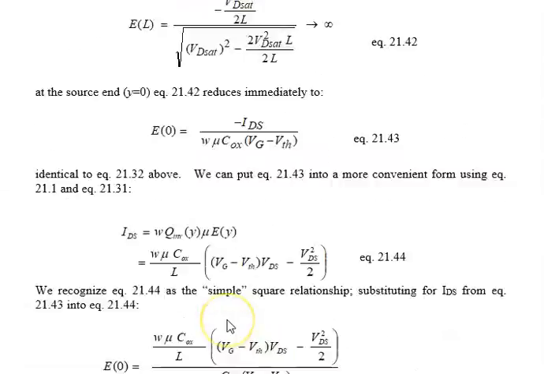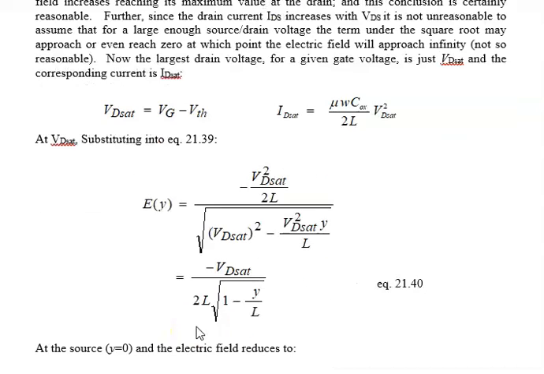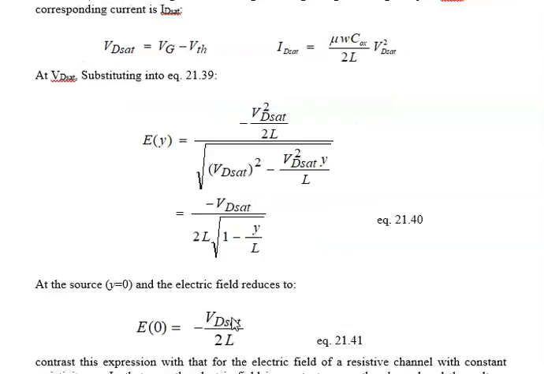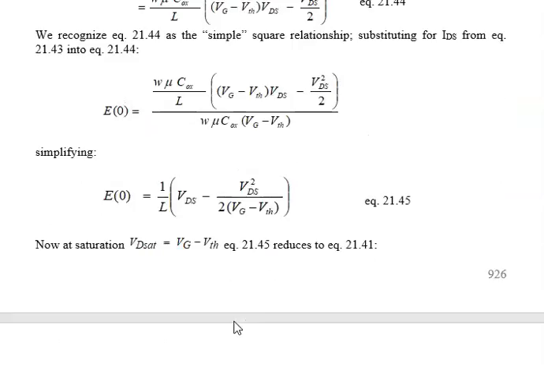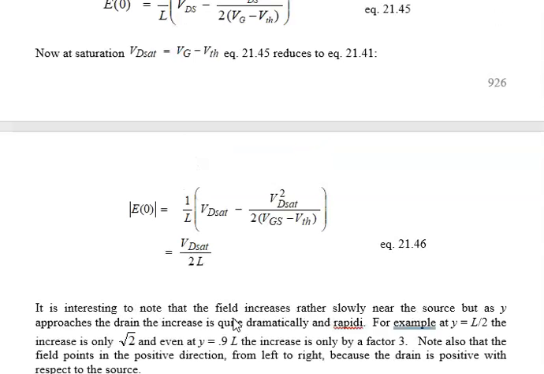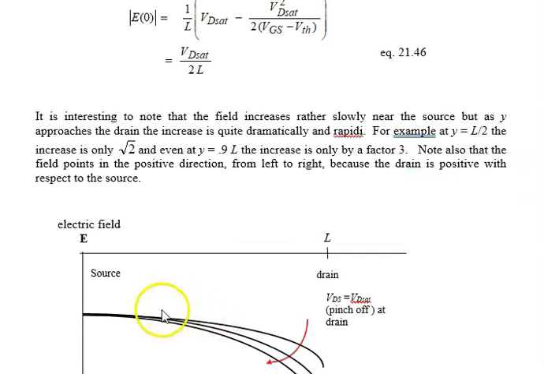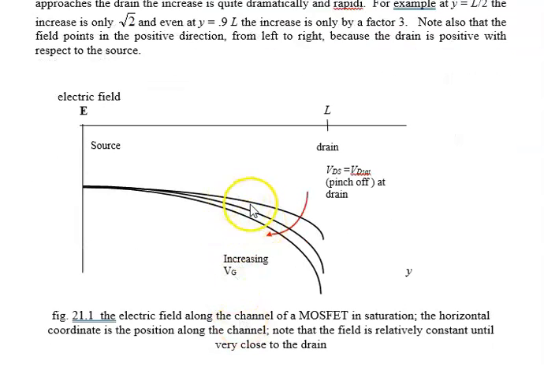Let me go back right now to equation 2140, this guy right here. And we can graph this. It's relatively straightforward to graph in a graphing calculator or a graphing program. And what we find is that if we go from the source to the drain, the electric field doesn't really take off in the negative direction too quickly until we get relatively close to the drain.